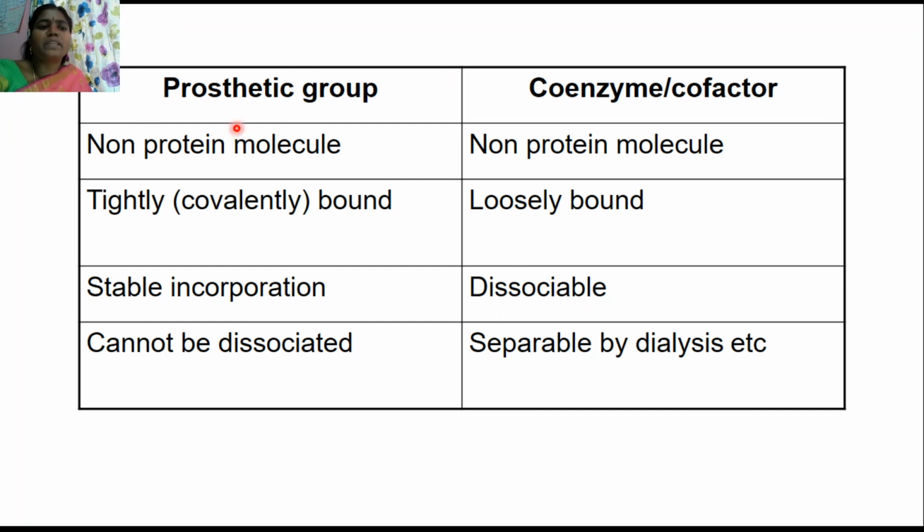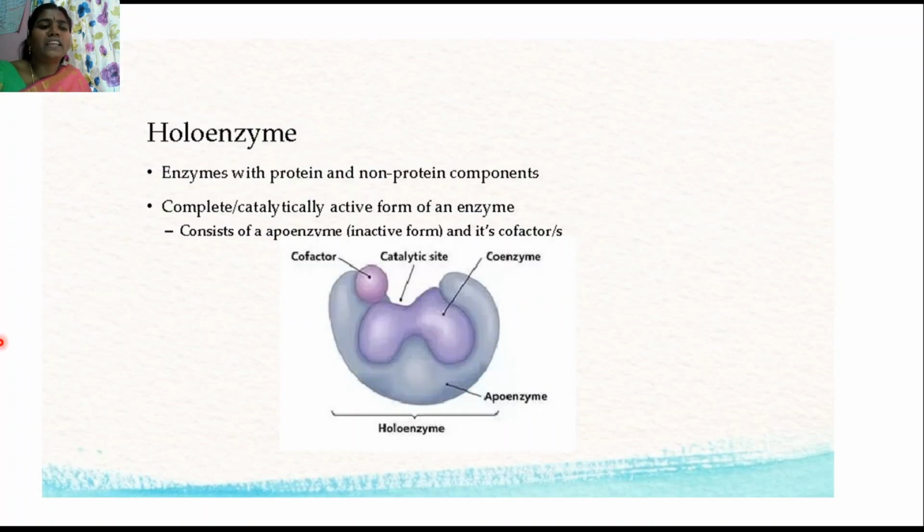The difference between the prosthetic group and the coenzyme or cofactor: the prosthetic group is a non-protein molecule, and the coenzyme or cofactor is also a non-protein molecule. The prosthetic group is tightly bound, while the coenzyme or cofactor is loosely bound. They have stable incorporation in the case of a prosthetic group and are dissociable in the case of a coenzyme. A prosthetic group cannot be dissociated, while a coenzyme is separable by dialysis. Holoenzyme is the enzyme with protein and non-protein components.